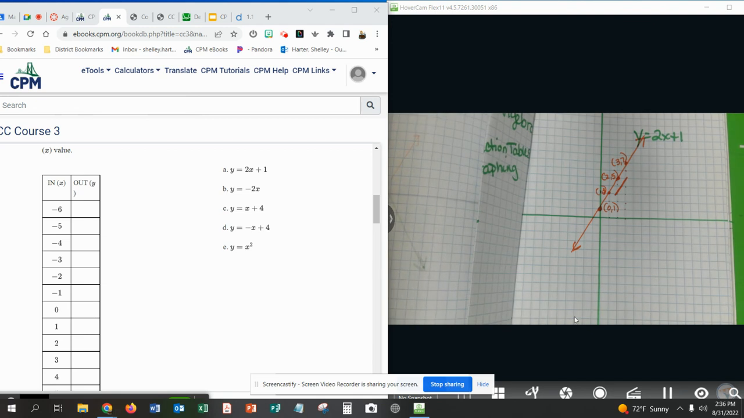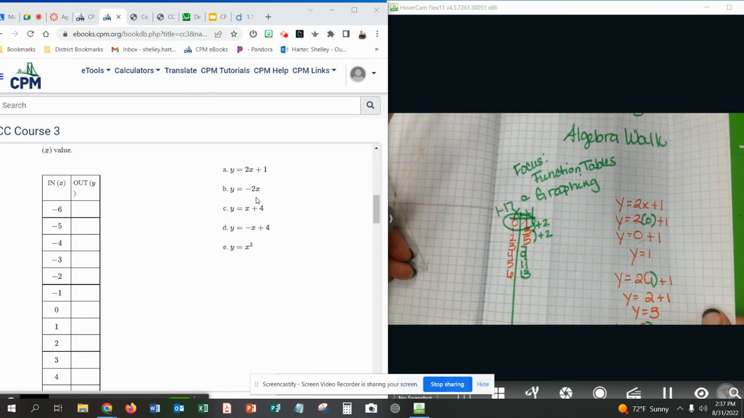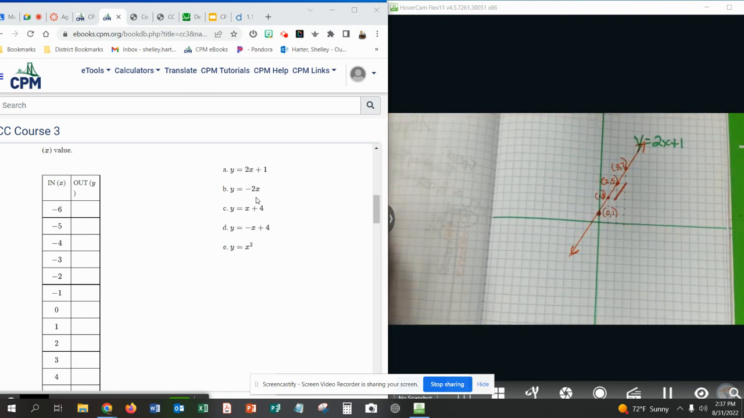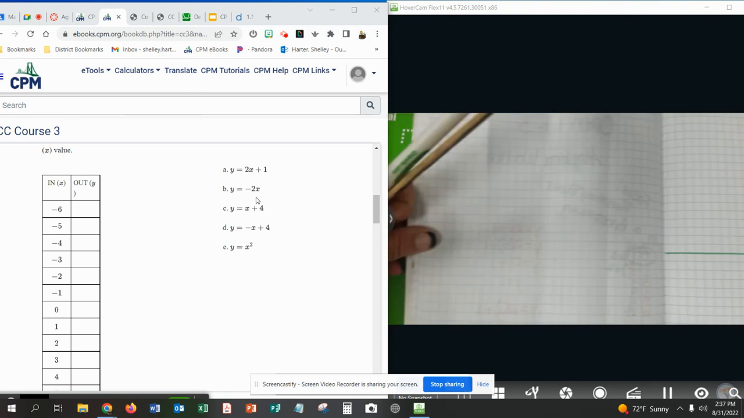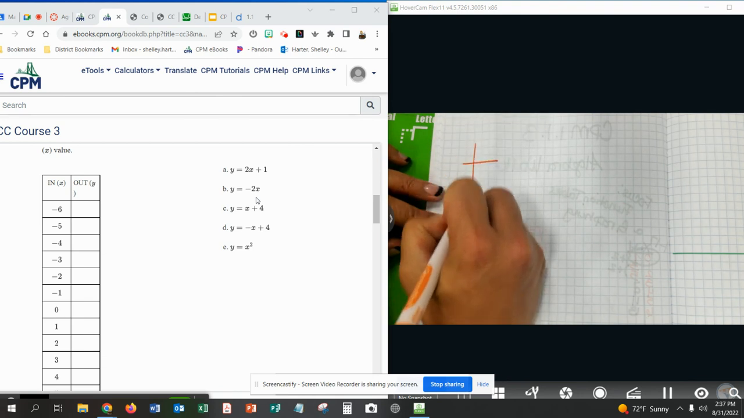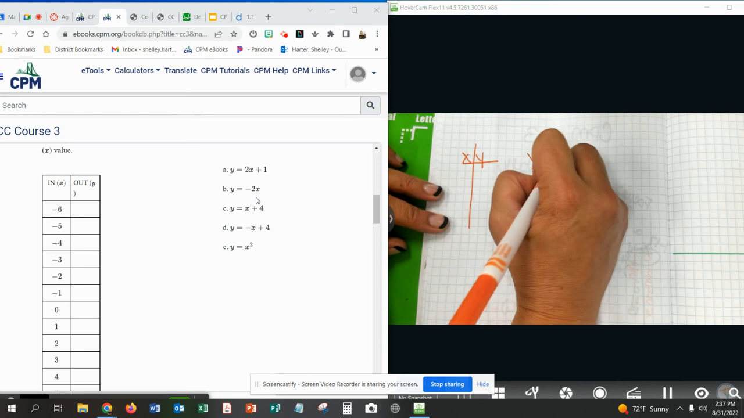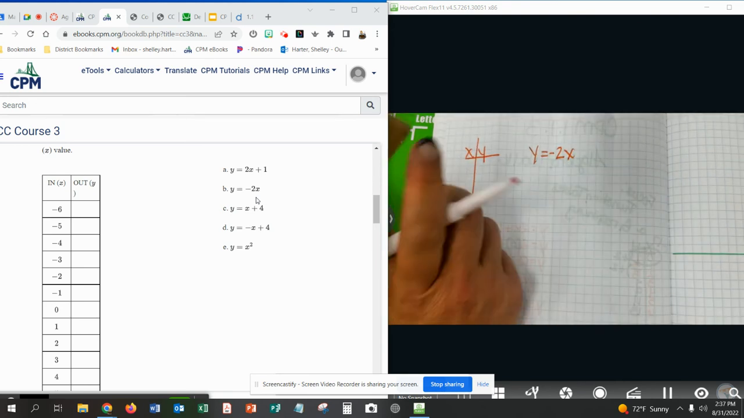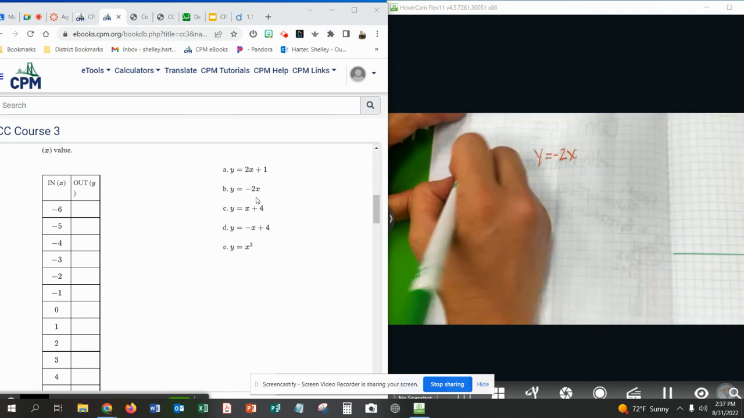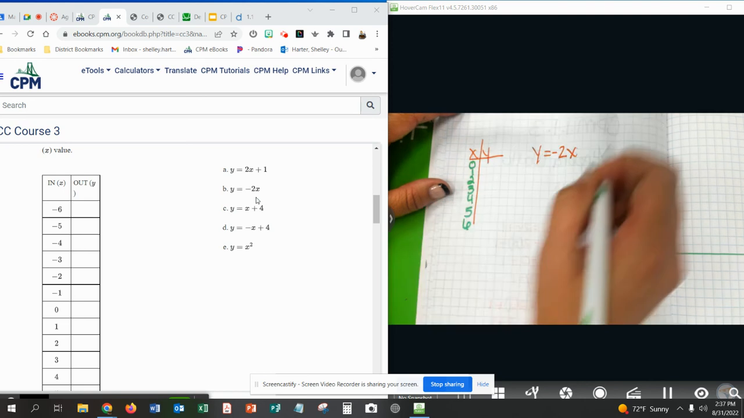The next equation is y equals negative 2x. So what's the first thing I'm going to do when I do this? What do I need here? Yep, so I need a function table. Good job. And our equation is y equals negative 2x. And I am going to plug in my x's, which is 0, 1, 2, 3, 4, 5, 6.